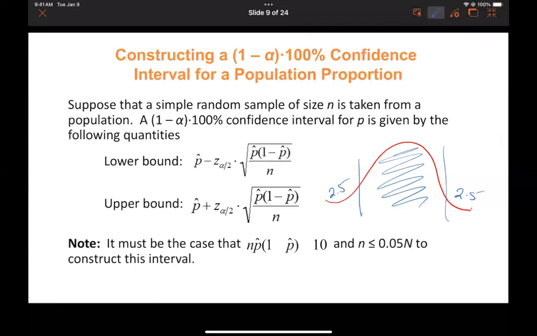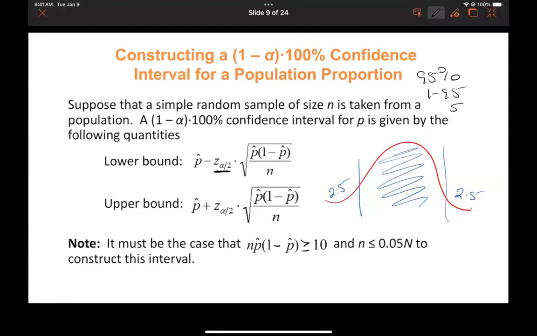So it's all going to be based on the center. Because of that, we have this right here. It's Z sub alpha divided by 2. So whatever our difference between 100% and our confidence interval is, we have to cut that in half. So for example, if I have a 95% confidence interval, then I do 1 minus 95% and I get 5%.